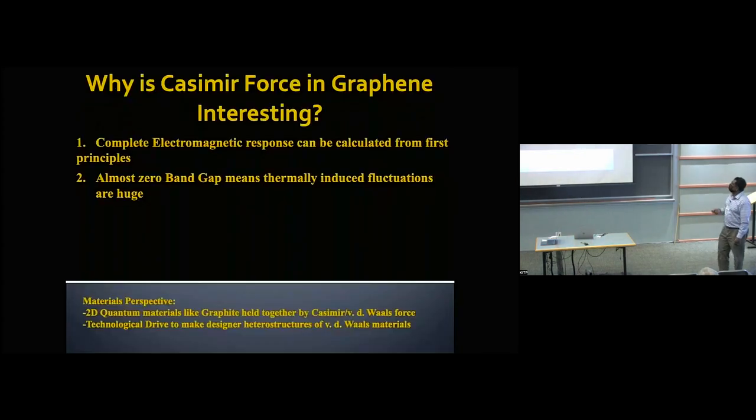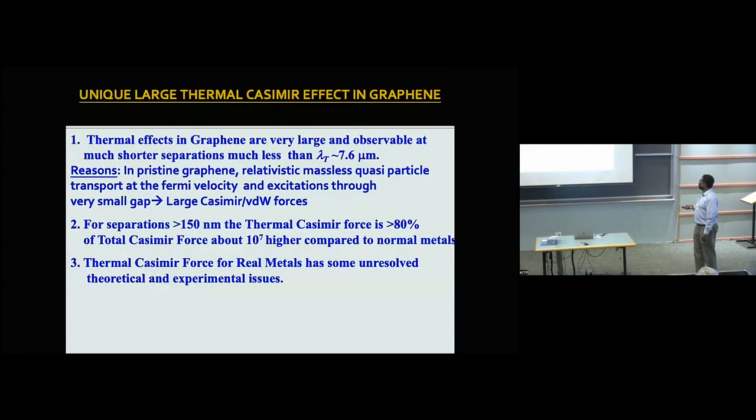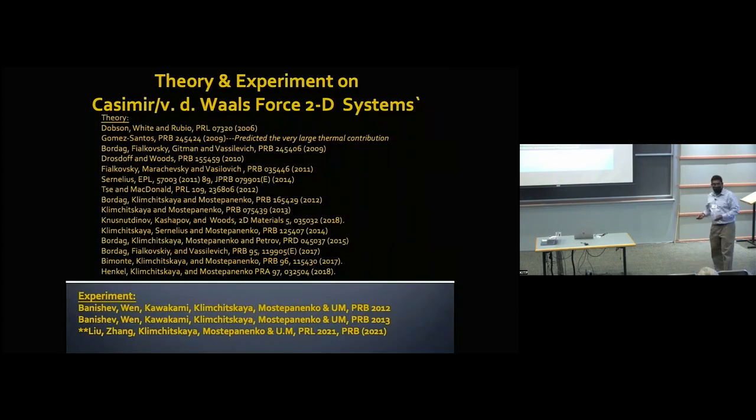So why is the Casimir force from graphene interesting? The complete electromagnetic response can be calculated from first principles. So you can get epsilon as a function of K and omega, not just omega. And it has some interesting Casimir effects in itself. For example, because of zero band gap, it has very large thermally induced fluctuations, and there is a lot of theory on this. This is only a partial list.